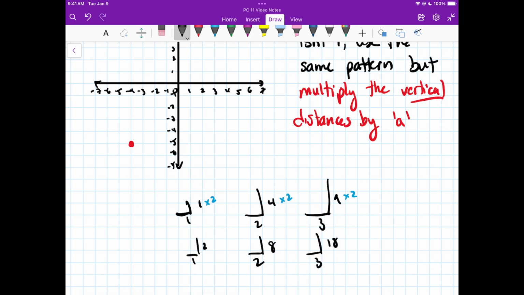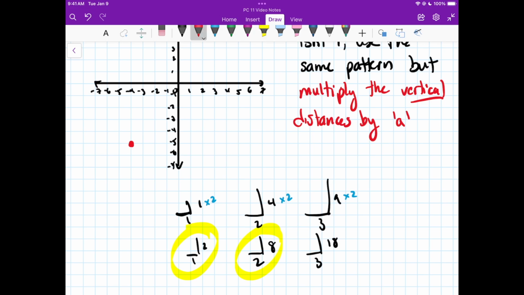And we're definitely not going to plot that last point because that's going to be way too big, but it's there if we need it. Keep in mind this pattern does continue, so we could extend it to 4 and 16, 5 and 25, 6 and 36, and so on, and then we'd have to multiply all of those vertical distances by 2 as well. So this and this are what are now going to inform our new graph.